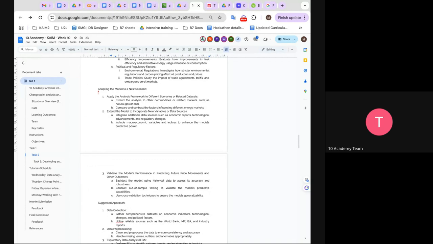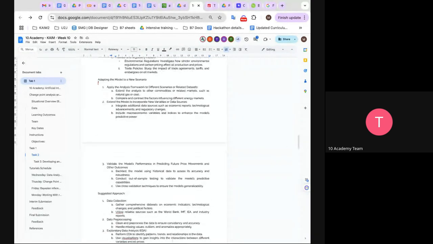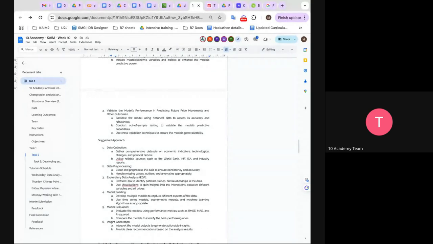So you can add these kinds of variables to your model and validate your model performance by predicting the future price movement and other outcomes. That means you need to backtest the model on the historical data to assess its accuracy and robustness, and conduct out-of-sample testing to validate the model's predictive capability. For this, we will suggest this approach.